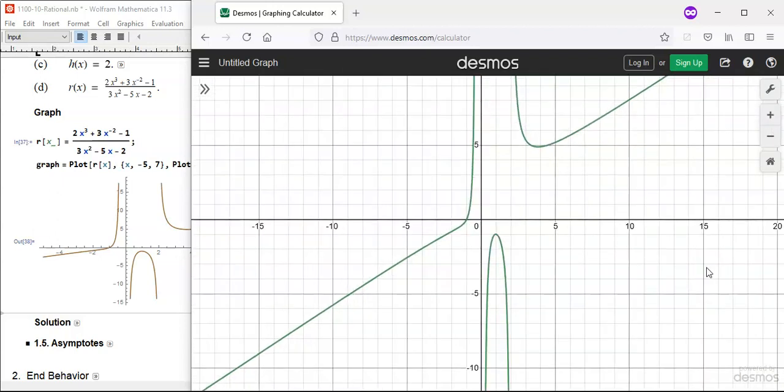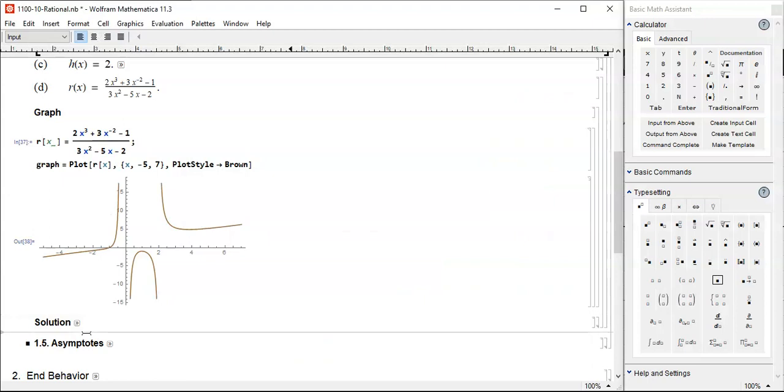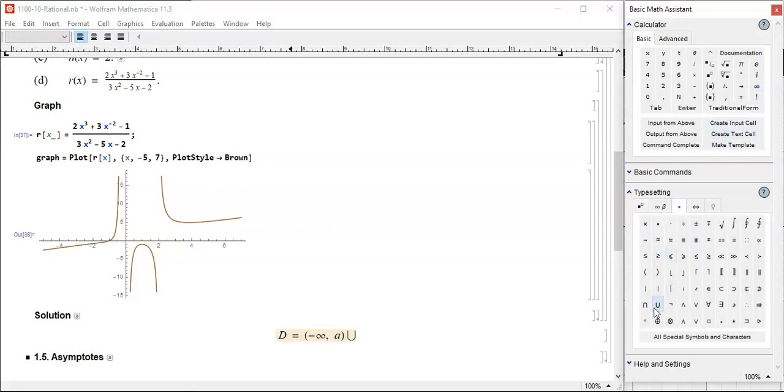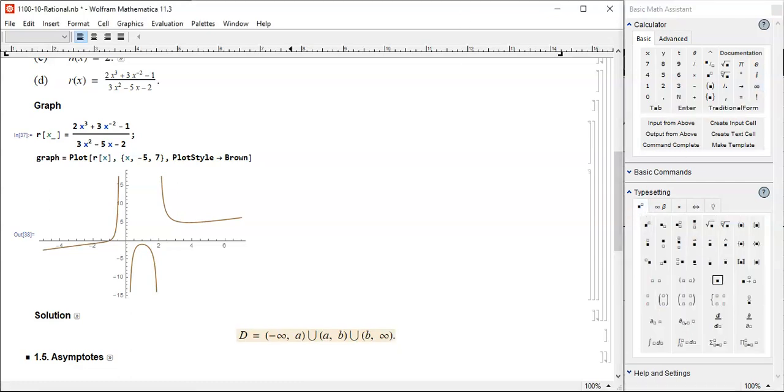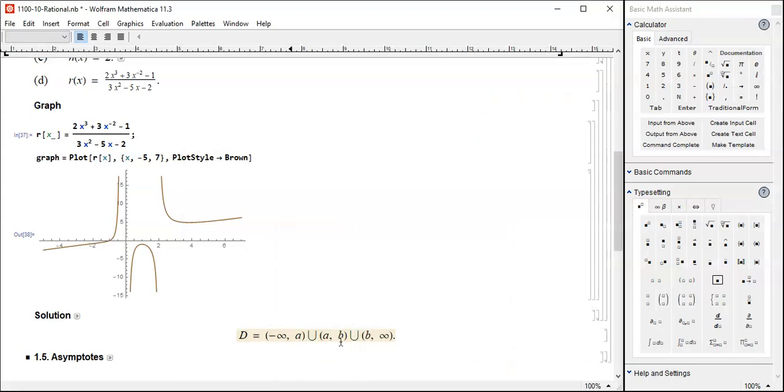How many curved pieces do you see? Looks like there are 3 curved pieces. This too confirms that. So, the domain is expected to be negative infinity to some number a, union a to b, union b to positive infinity, like this. That's what I expect. Let's go back to the Desmos graphing calculator. So we have 3 curved pieces, 1, 2, and 3, corresponding to 3 intervals, 1, 2, and 3.